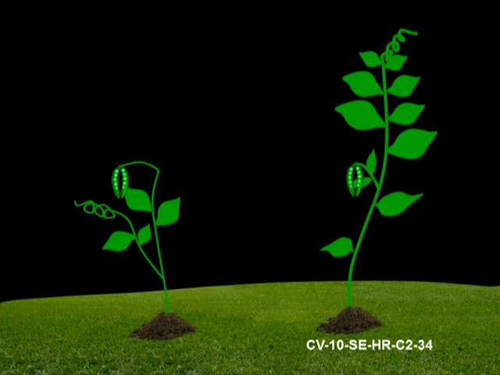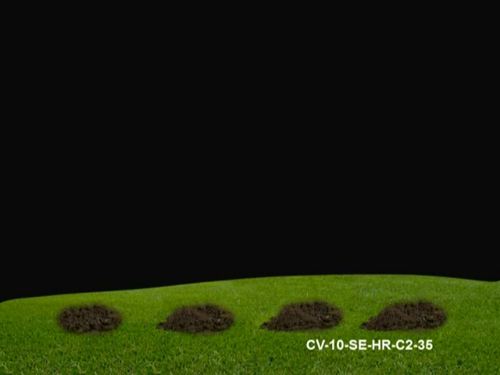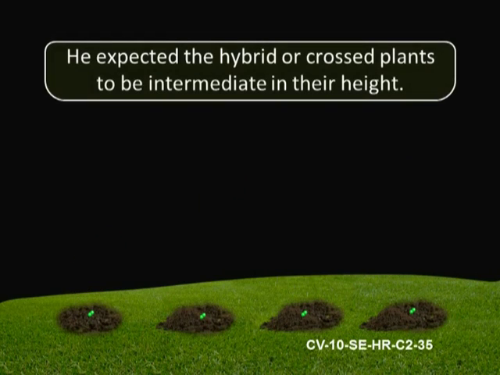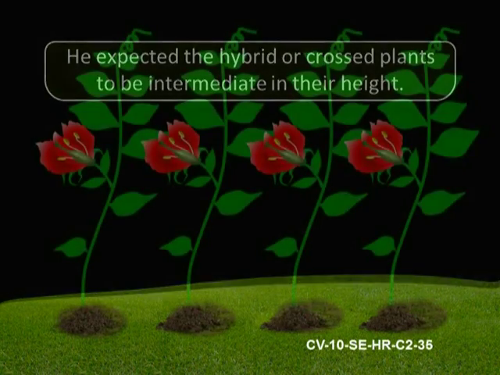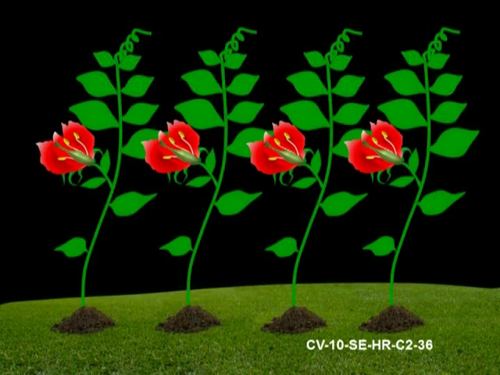After some days, the flower withers and falls off, and the ovary forms seeds or fruits. He collected the seeds, and what did he do with them? He sowed them in the next season. He expected the hybrid or the crossed plants to be intermediate in their height. But to his great surprise, he found all the plants to be tall.